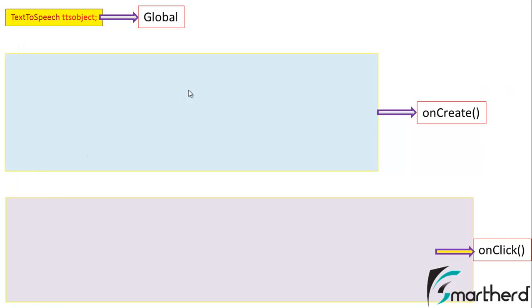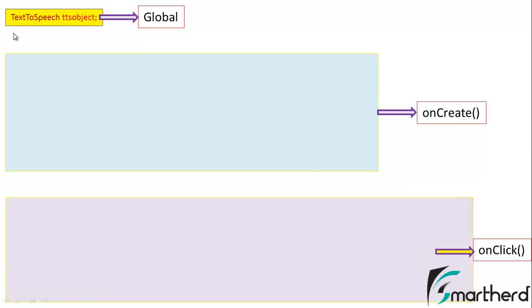Now let's check out the algorithm that we are going to use. To make the scenario clearer, I have divided the coding portion into 3 modules. The first module is a very small module, which implies initialization of the text to speech object of the text to speech class, which is globally defined, which means above the onCreate method, inside your main activity. The second module is the onCreate method. Few codes will be added here, and at last the onClick method is our third module. When the user clicks on this button, this module will be executed.